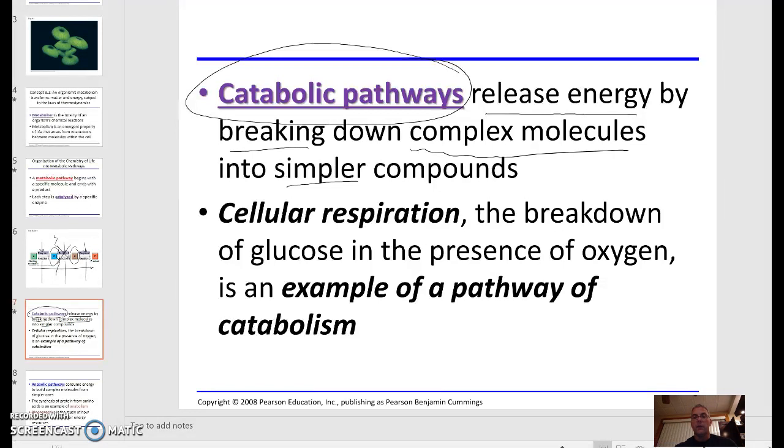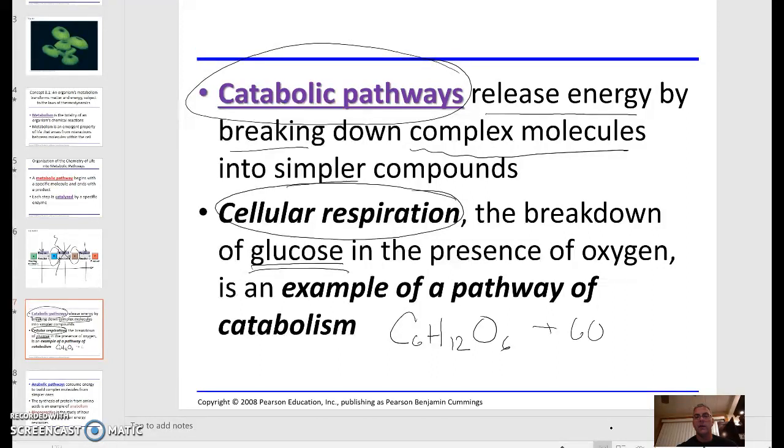One of the processes we'll get a lot of detail on in coming weeks is cell respiration. In the respiration process, you start off with a glucose molecule, C6H12O6. Of course, you're going to have to throw oxygen into that system. When you do that breakdown, you end up with carbon dioxide and water.